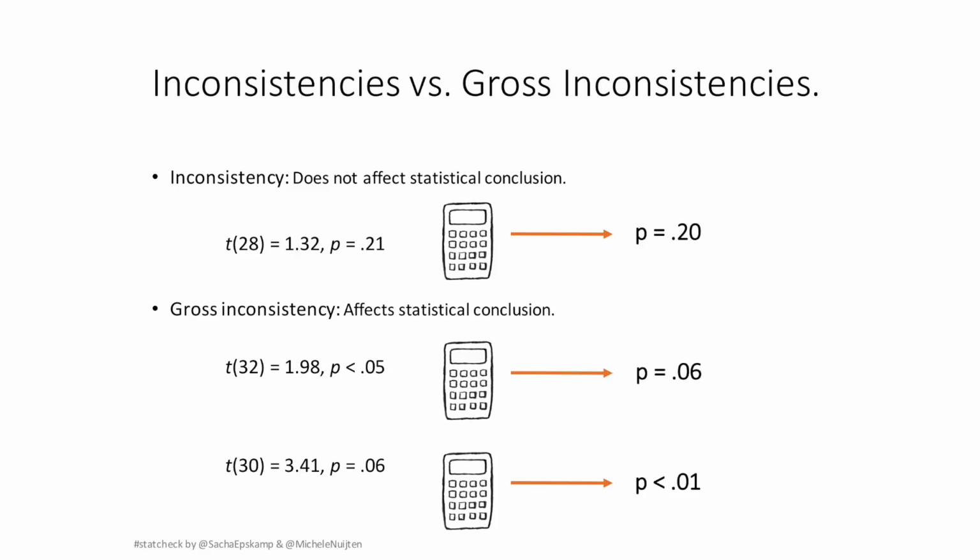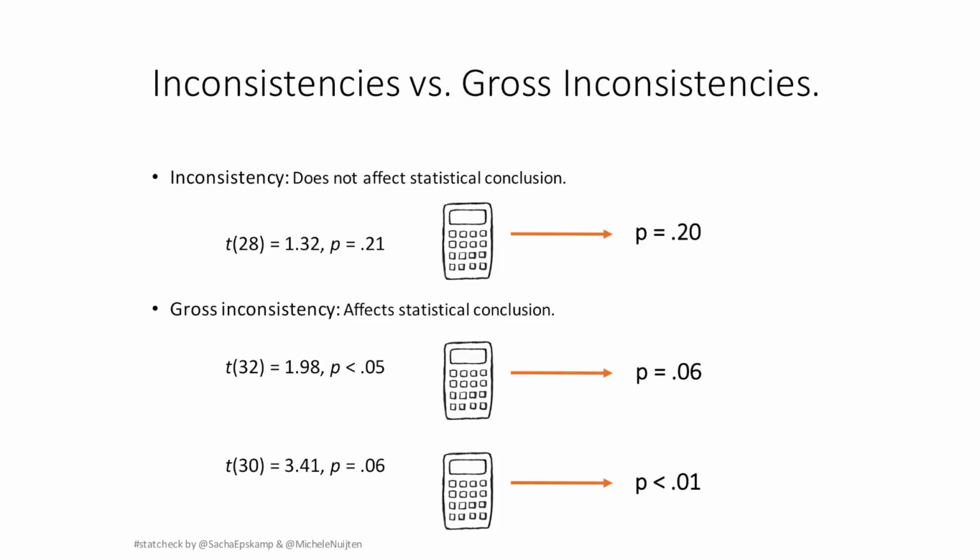And before I go on, I would like to make a distinction between 2 types of inconsistency we consider in our work. The first type is just an inconsistency, and it does not affect the statistical conclusion. So an example would be a p-value that is reported to be 0.21, but upon recalculation, it turns out to be 0.20. This is an inconsistent result, but it doesn't really bear on the conclusion at all.